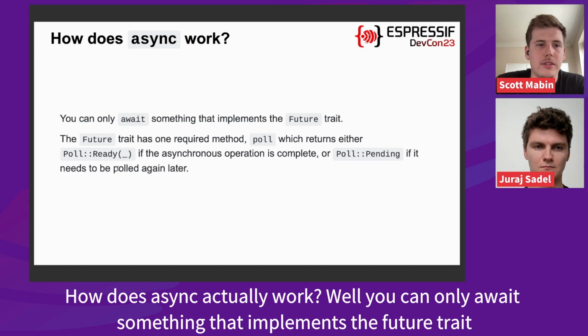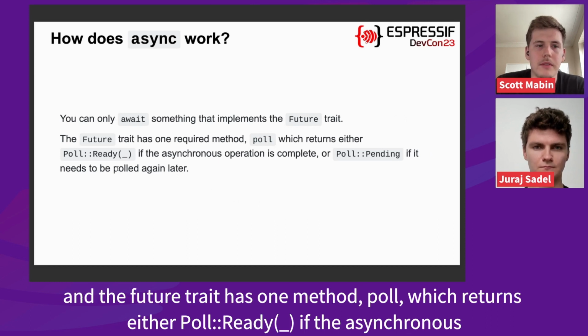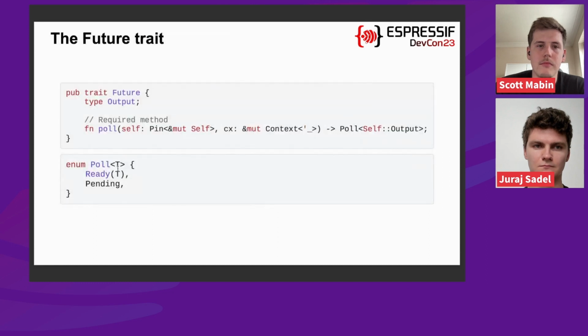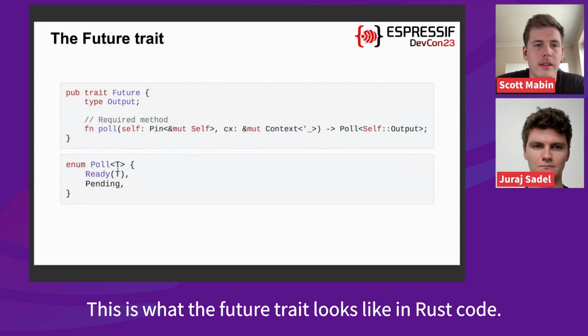How does async actually work? Well, you can only await something that implements the future trait, and the future trait has one method, poll, which returns either poll ready if the asynchronous operation is completed, or poll pending if it needs to be polled again later. This is what the future trait looks like in Rust code.